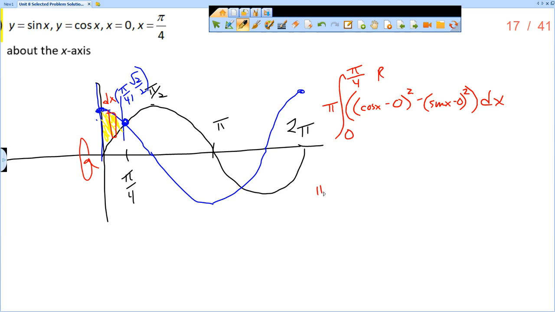All right. And so I'm going to simplify a little bit. I've got pi times the integral from 0 to pi over 4. We can just drop the 0. So we get cosine squared x minus sine squared x, and then with respect to x. Right. And so that is problem number 11.